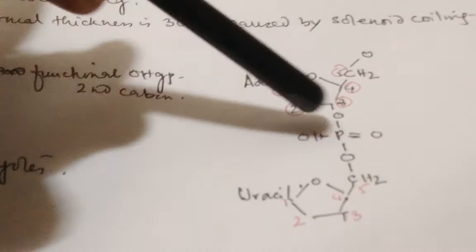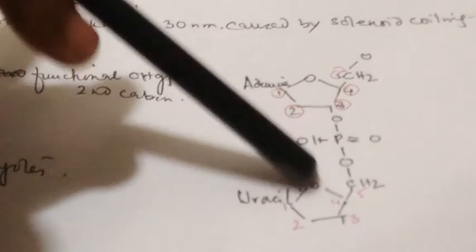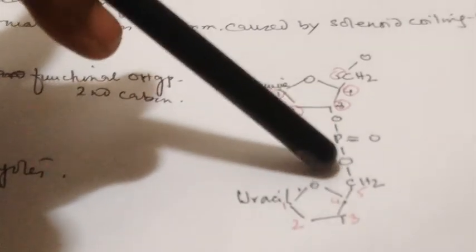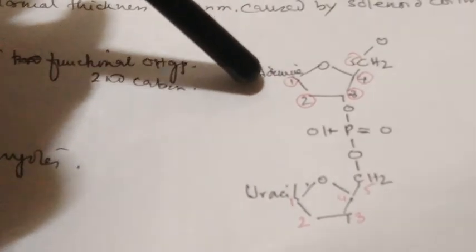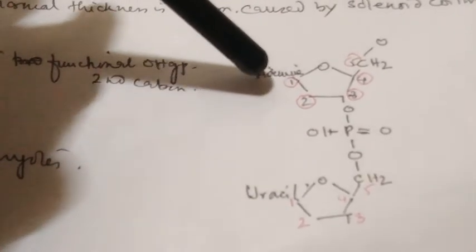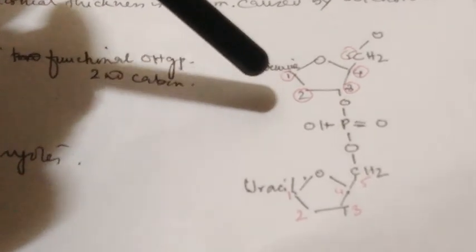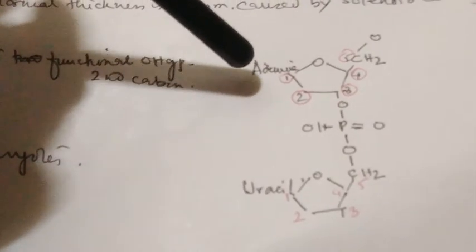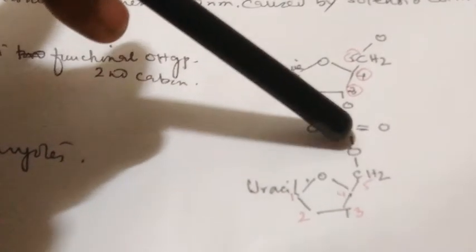Two nucleotides are linked by the phosphodiester bond. Clear? So this is one nucleotide, this is ribose sugar. The nitrogen bases here are more or less similar to DNA, except one: the thymine is substituted by uracil.